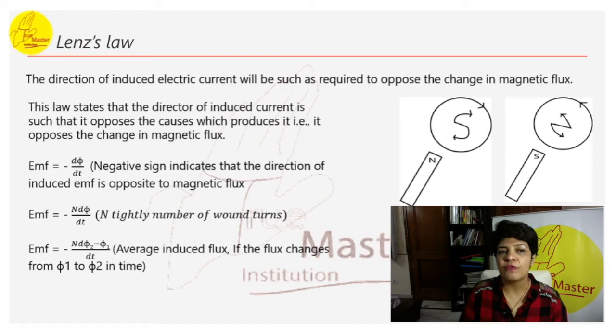There are two laws which govern the phenomenon of electromagnetic induction. One is Faraday's law, which gives us the magnitude of induced EMF, that is, how much. Lenz's law gives us the direction in which the induced EMF will be formed. This law states that the direction of induced current is such that it opposes the cause which produces it, so it opposes the change in magnetic flux.